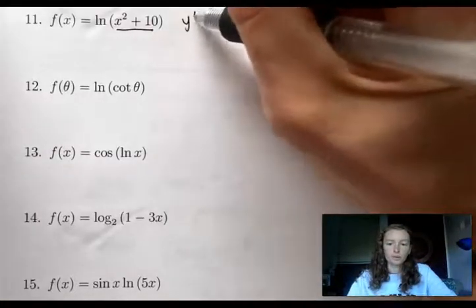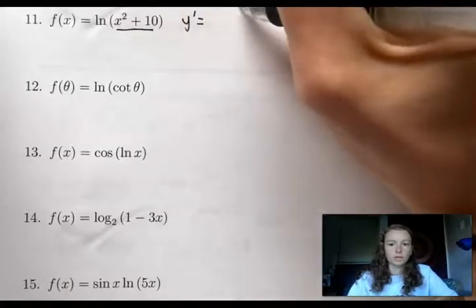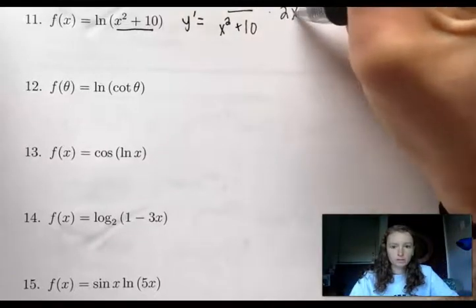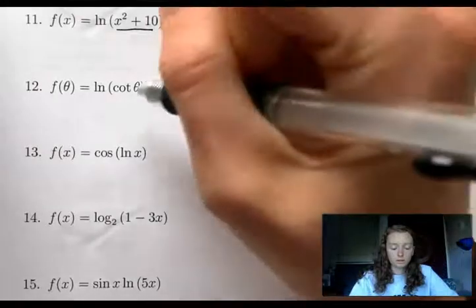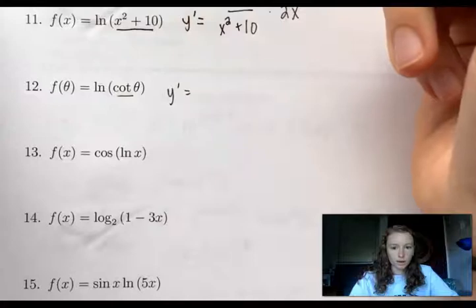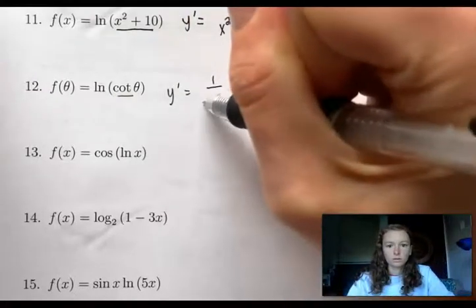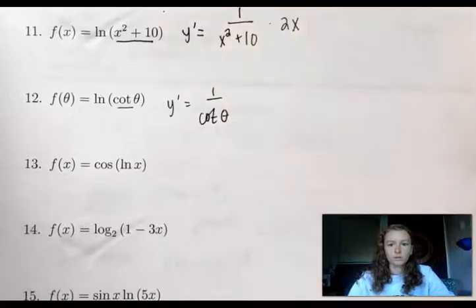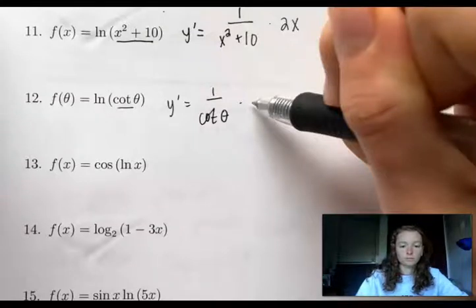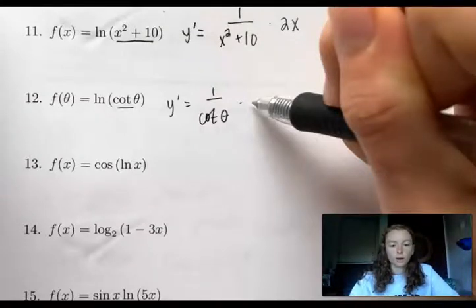Okay, so now we're on the back page. So for 11, the ln function is x squared plus 10. This is an ln of x problem, which is super common. So just be familiar with the derivative of ln of x, which is 1 over x. So the derivative is 1 over x, and then you just multiply by the derivative of the inside function, which is x squared, so that's 2x, because the derivative of x squared is 2x.